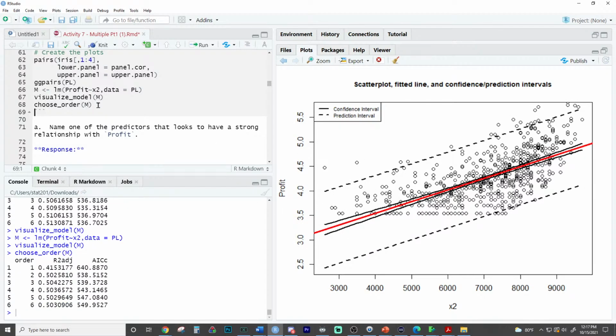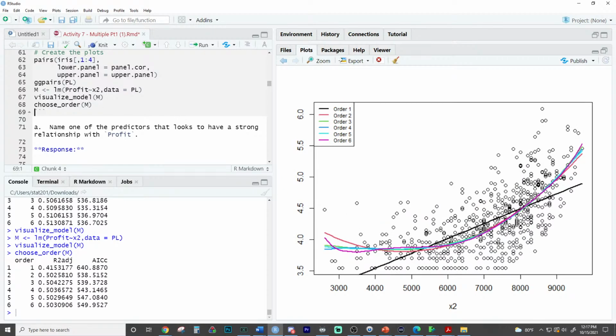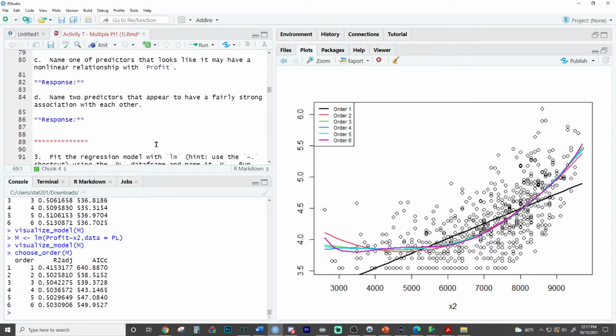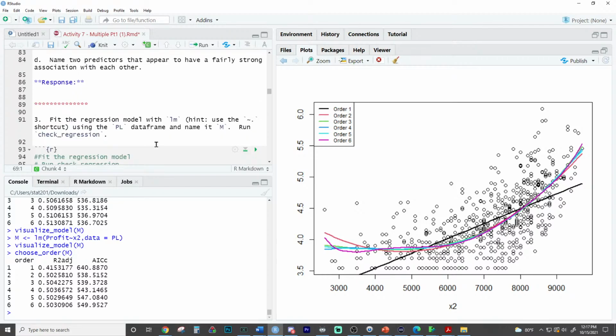Once again, if we had a function like this, we can actually see what the higher order polynomials would look like to see if they make a better fit. And they definitely look to make a better fit. Look at that R squared adjusted. So yeah, it looks like we have some nonlinearity to deal with.